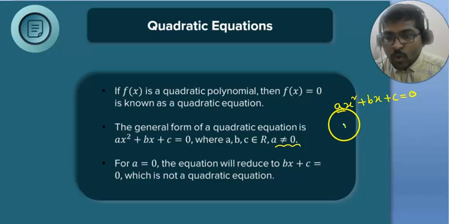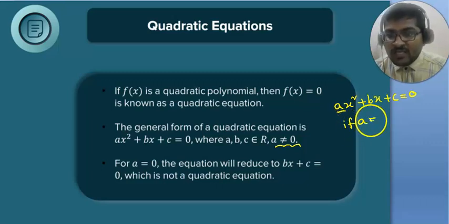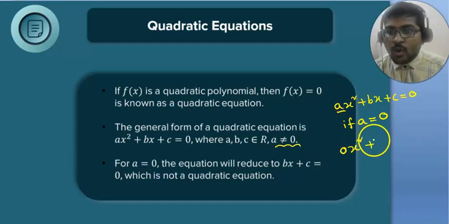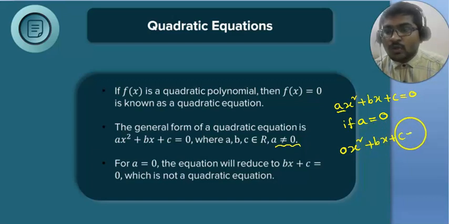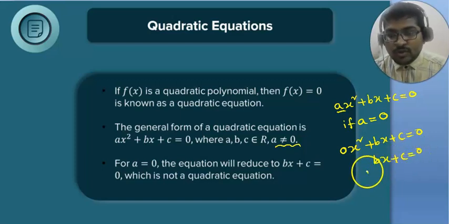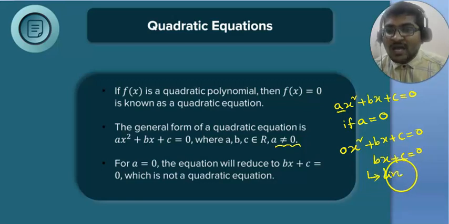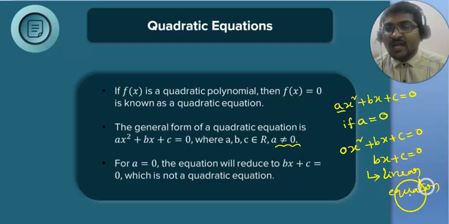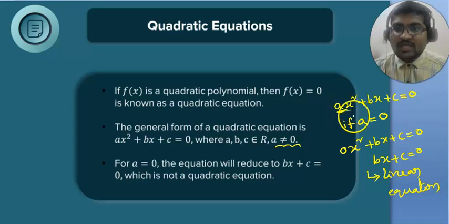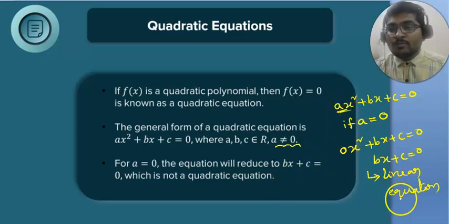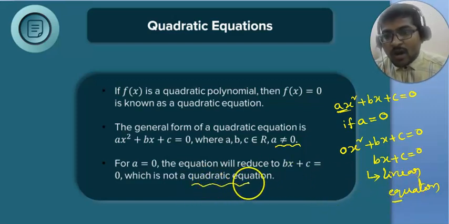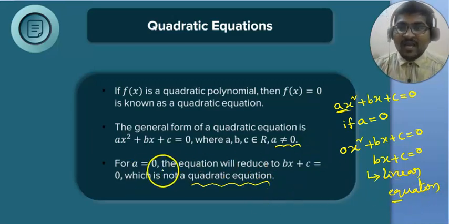Right. In this quadratic equation, if a is equal to 0, then it becomes 0 into x square plus bx plus c equal to 0. This equation becomes bx plus c equal to 0, right? So this equation is known as a linear equation. If a is equal to 0, the quadratic equation becomes a linear equation. So that's why this is not a quadratic equation. This is a linear equation.